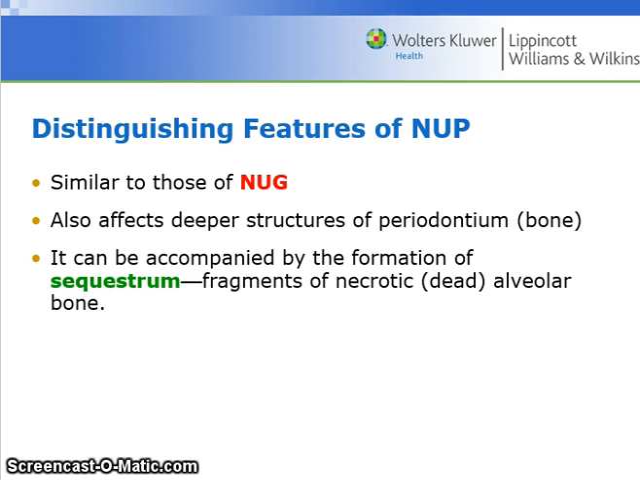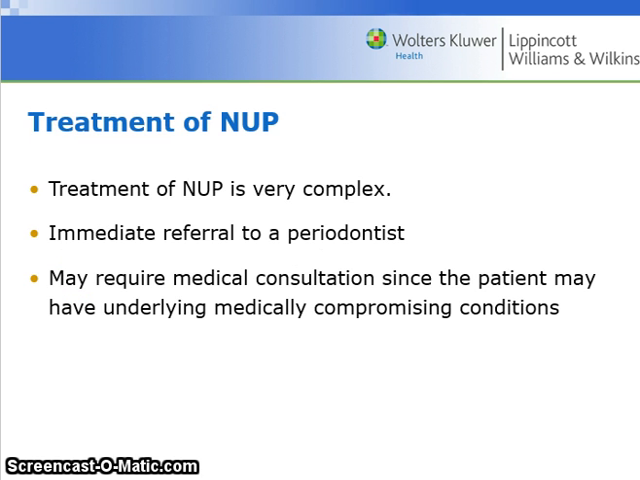The distinguishing features of NUP are similar to those of NUG. They affect deeper structures of the periodontium, including the bone, and can be accompanied by the formation of sequestrum, which are fragments of necrotic or dead alveolar bone. Treatment of NUP is very complex and must be referred immediately to a periodontist. They may also require medical consultation.